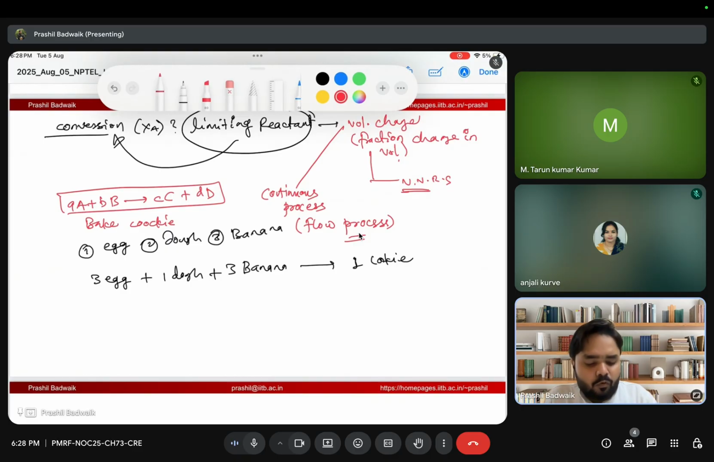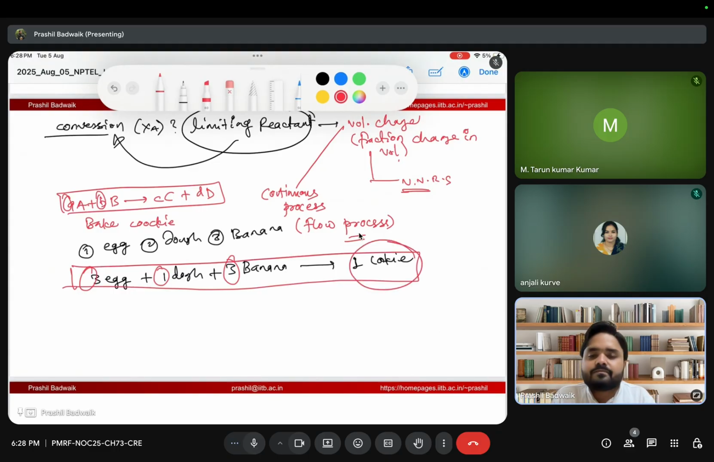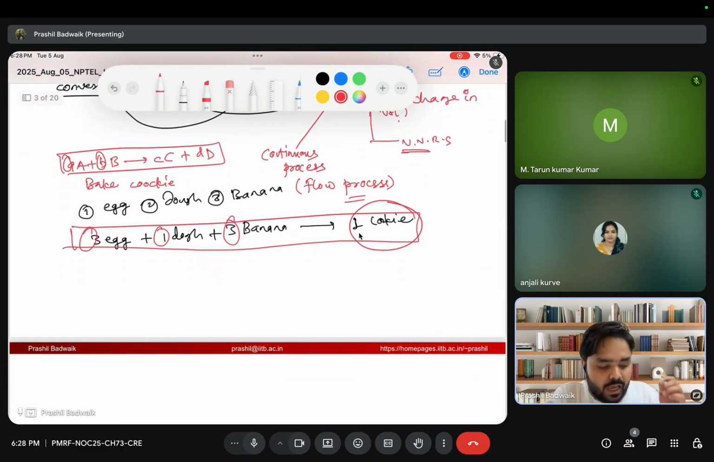right? So what you see, a here is 3, b here is 1, and there will be some component if present, right? And these are reacting, that is interacting, to form one cookie. So this toy problem can be used to study chemical reaction engineering and various other related applications, right? Now during this process, when you prepare a cookie, the volume of the system may change or may not change.